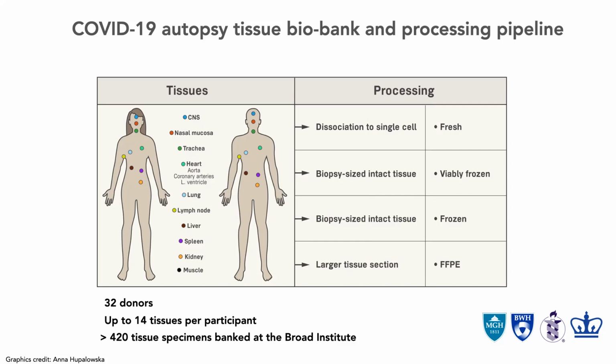Due to this, we processed these samples in a variety of ways, and the goal was to assess which protocol would give us the highest quality data. So the processing protocols that we used include dissociating tissues into single cells as soon as it arrived in the lab, and then profiling these cells immediately. And I should say that the single cell technology that we leveraged for this work was 10x Genomics. We also froze biopsy-sized portions of tissue viably, or we flash froze the biopsies for future profiling. And we also preserved larger sections of tissue via FFPE.